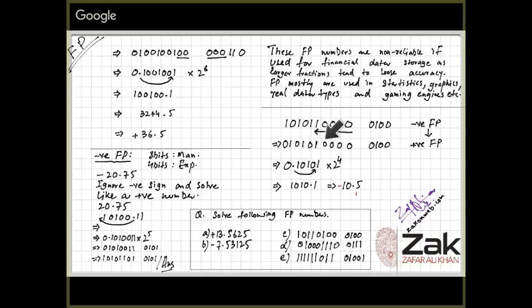All right. So try solving all these numbers now. Let's just solve A, B, C, and D. One positive, one negative in binary, one negative, and one positive in binary.